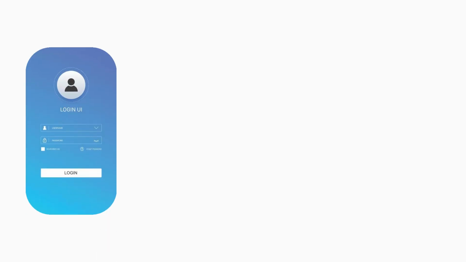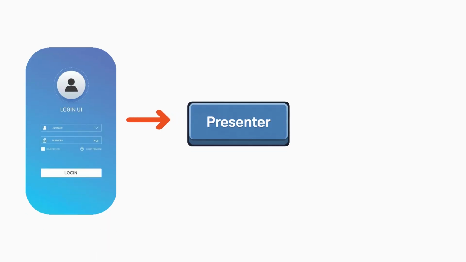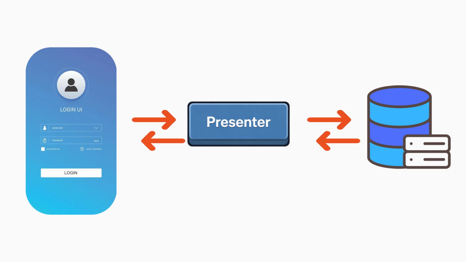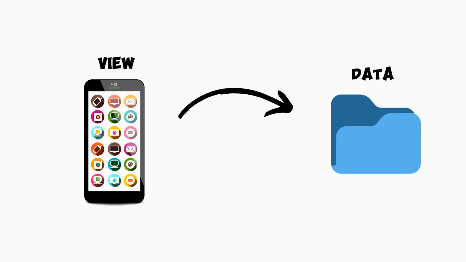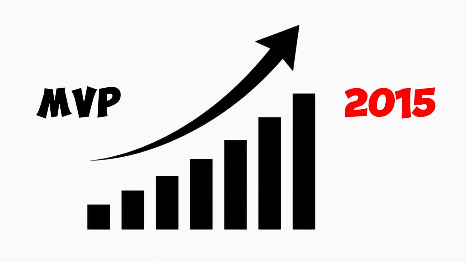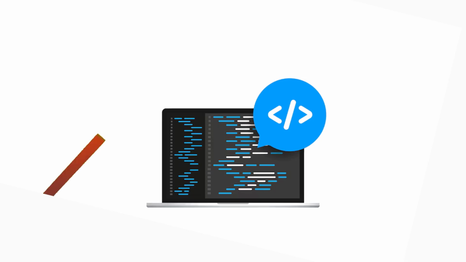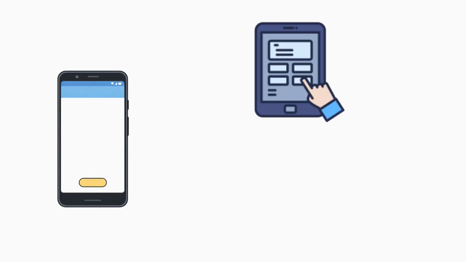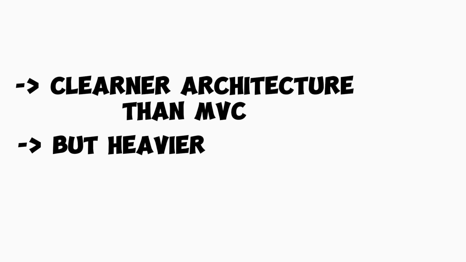User taps Login. The view tells the presenter. The presenter talks to the model, then tells the view exactly what to show. The view is now passive. It only displays data. MVP was huge around 2015. The downside? More code. Every screen needs interfaces and manual wiring. Cleaner than MVC, but heavier.